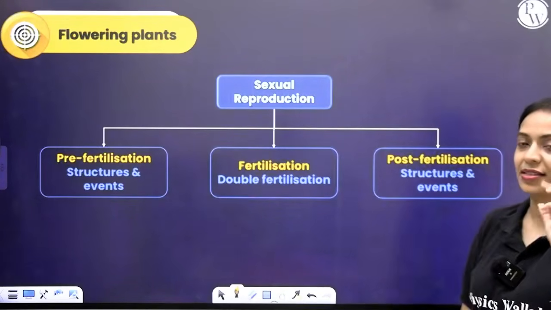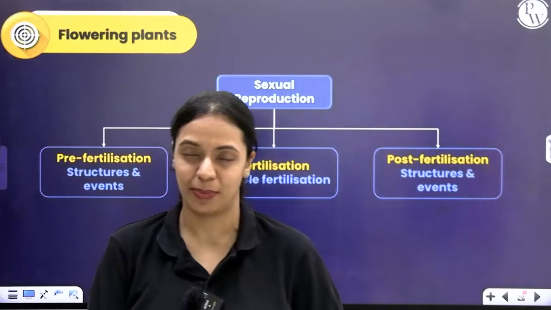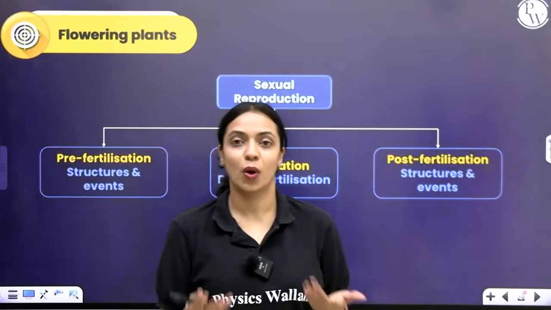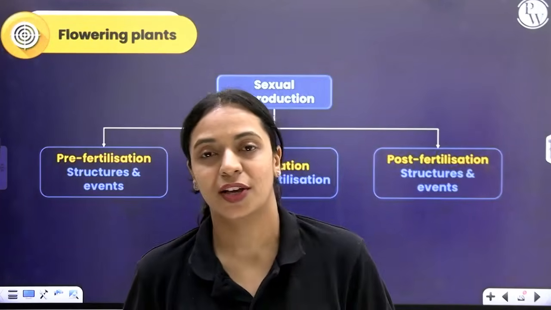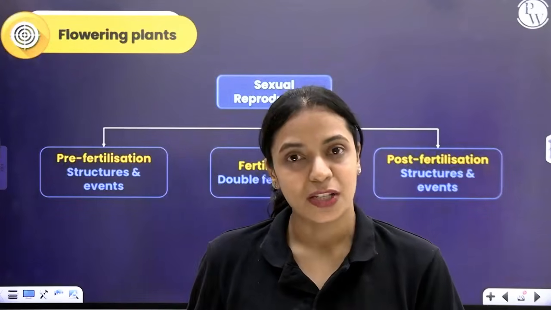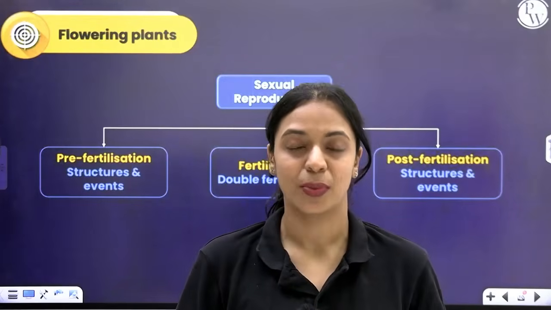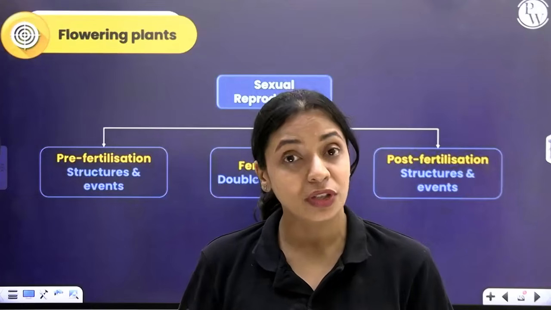You know that in sexual reproduction, one of the most important features is the fusion of gametes. The process by which fusion of gametes takes place is called fertilization. In this chapter, we're going to learn about how sexual reproduction happens in three different parts. In the first part, we learn about what changes take place before fertilization occurs. We call them the pre-fertilization structures and events.